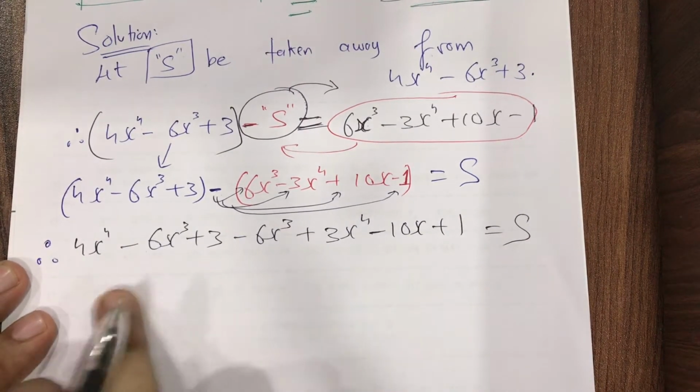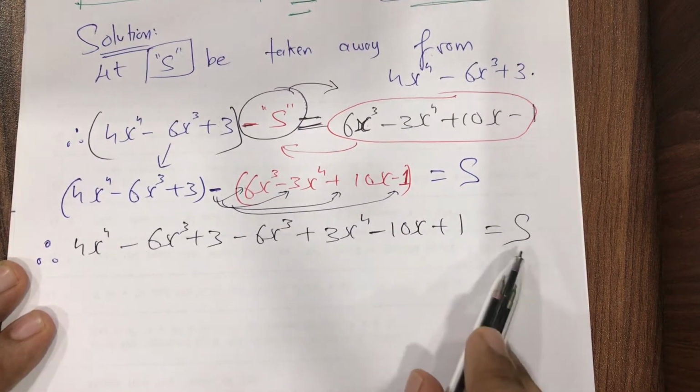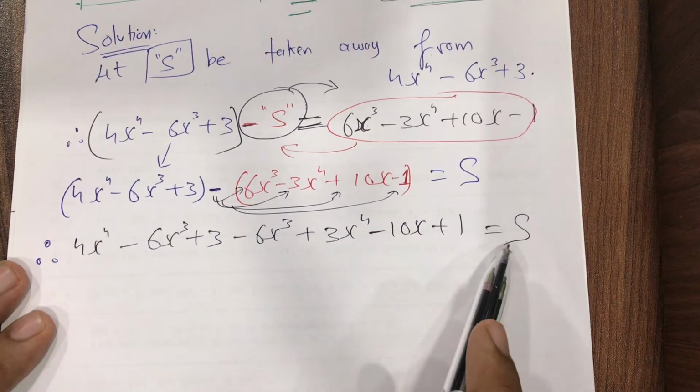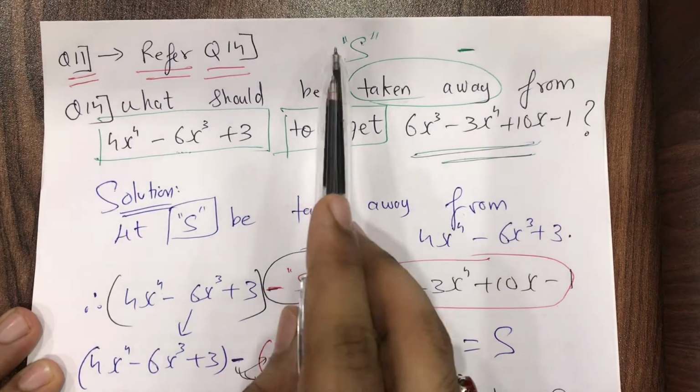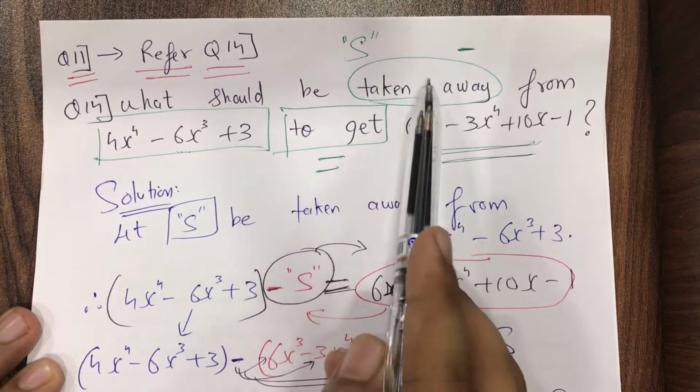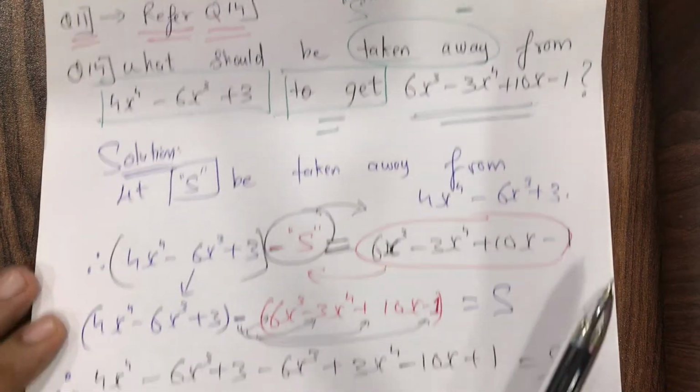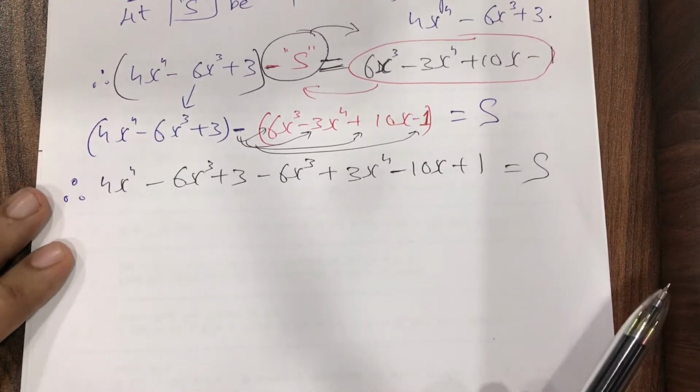So let's solve this expression, and whatever is the answer will be the value of capital S. And capital S is what? See here, we have supposed what should be taken away as S. So let S be what should be taken away. So we'll get the answer of S.